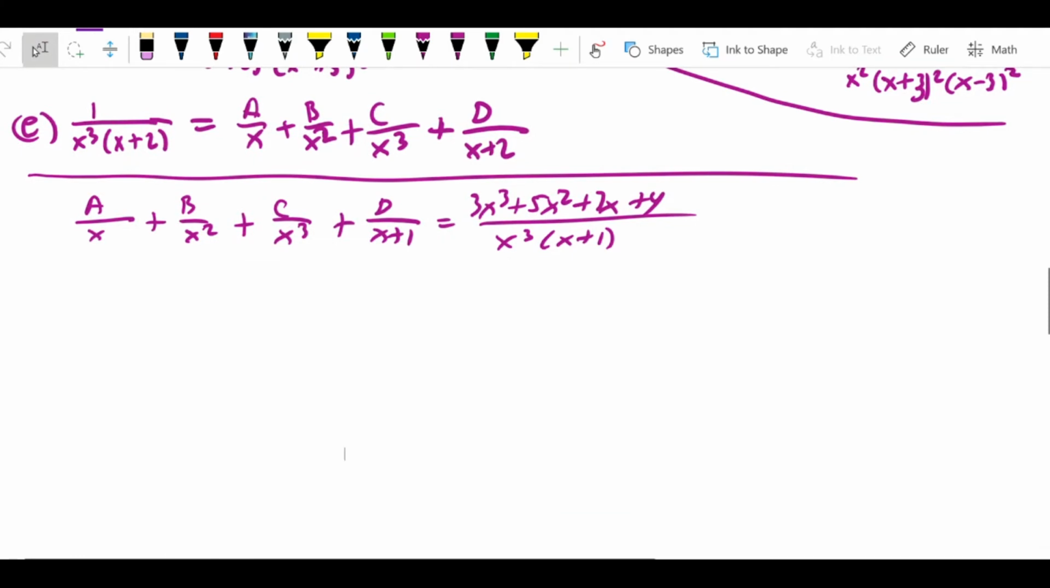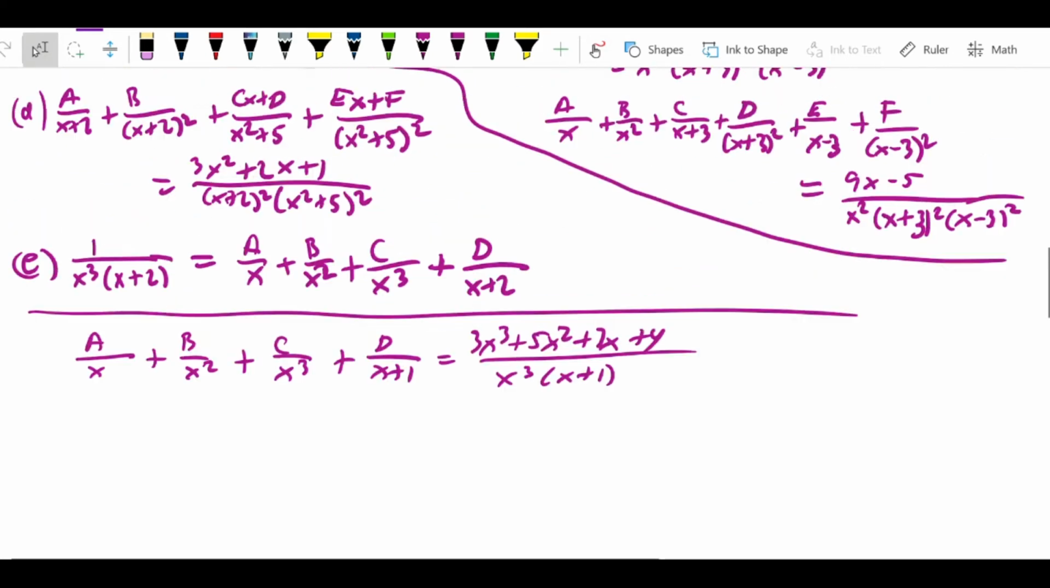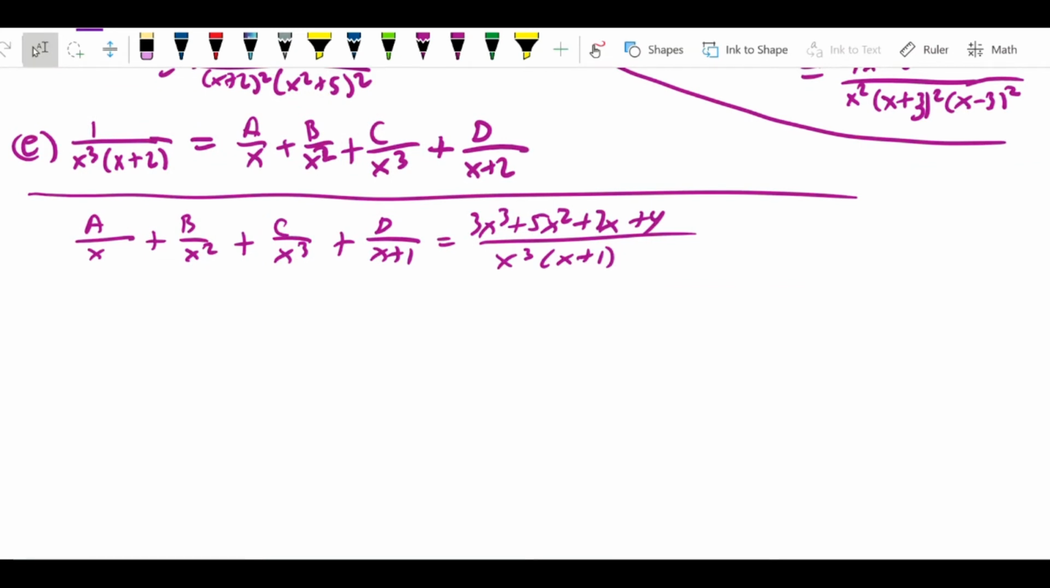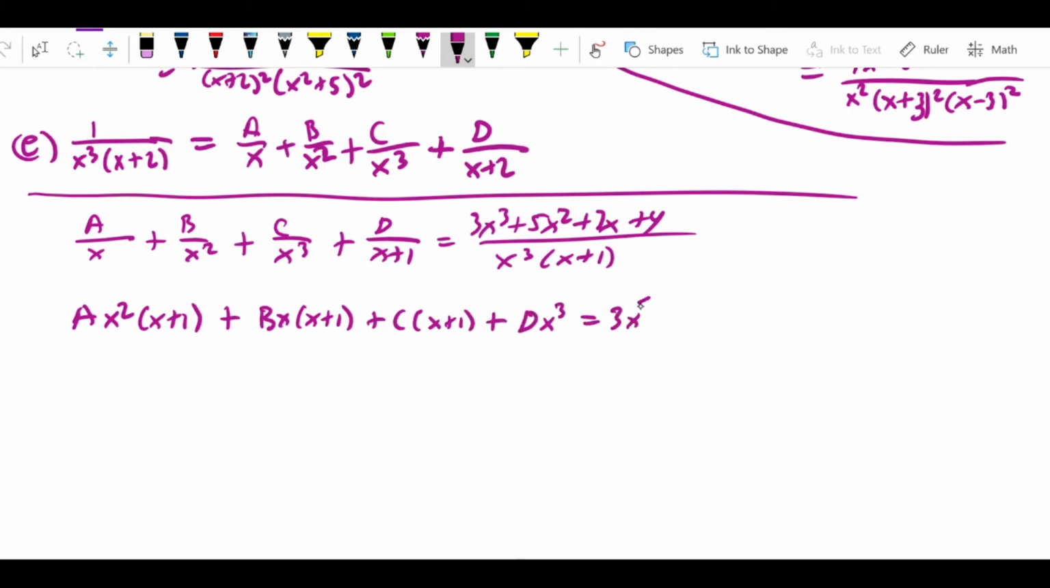So I want to solve this for its constants in order to be able to find the integral of it. Since the question does actually ask us to integrate that function, let us multiply through. It gives us a x squared x plus 1 plus bx x plus 1 plus c x plus 1 plus dx cubed equals 3x cubed plus 5x squared plus 7x plus 4.